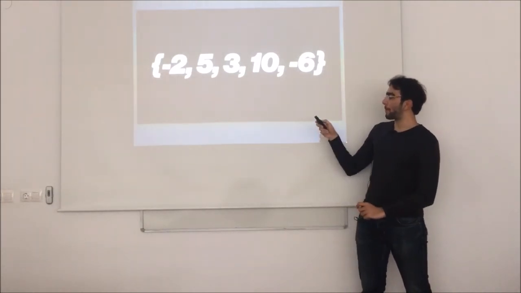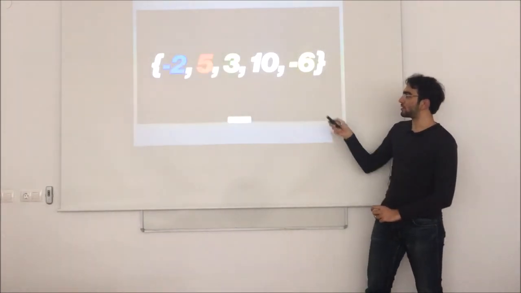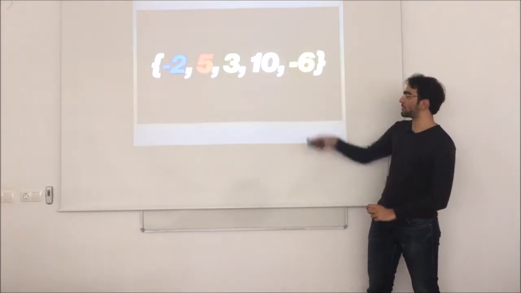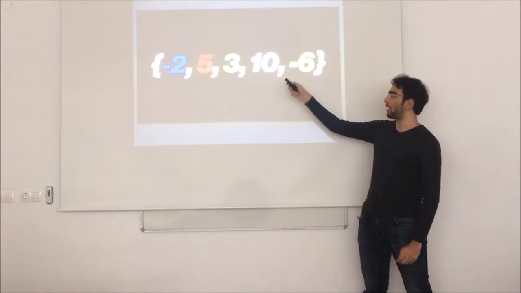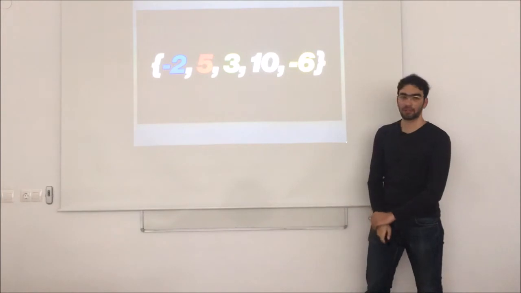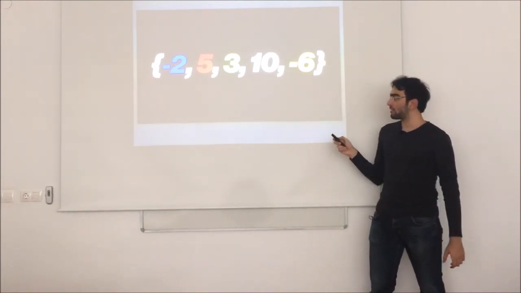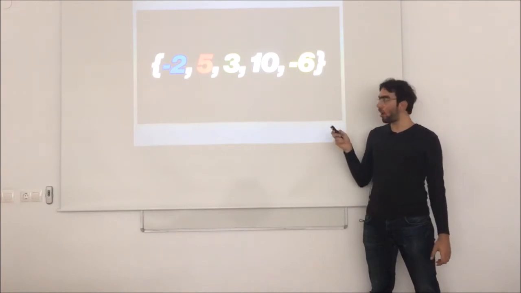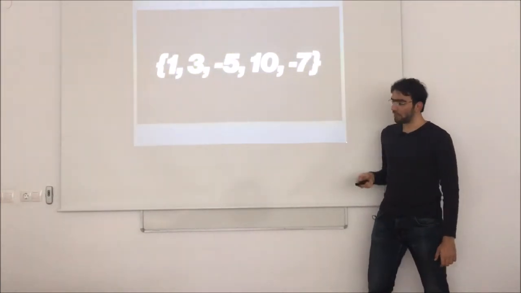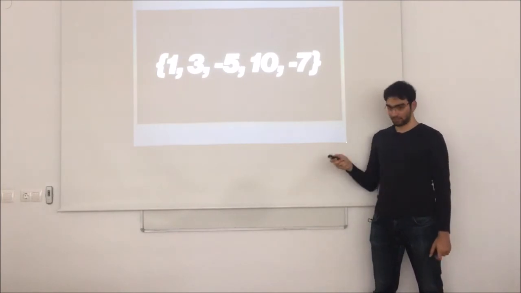Instead, before the presentation, I looked at the set and I saw that the combination of those numbers will get to 0. 5 and 3 will get 8, and minus 2 and minus 6 will get to minus 8, and combining them will yield 0. This is not possible for every set, though, obviously. This one, no matter how hard you try, you will never be able to find a combination that gives you 0.